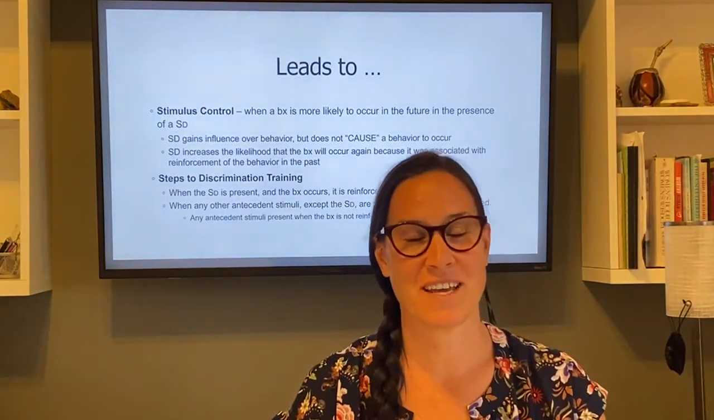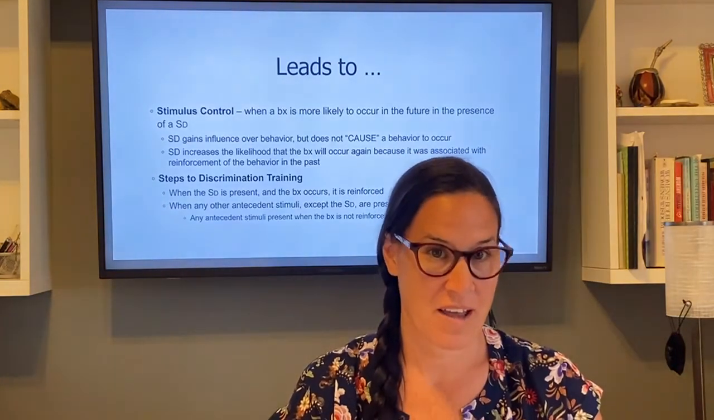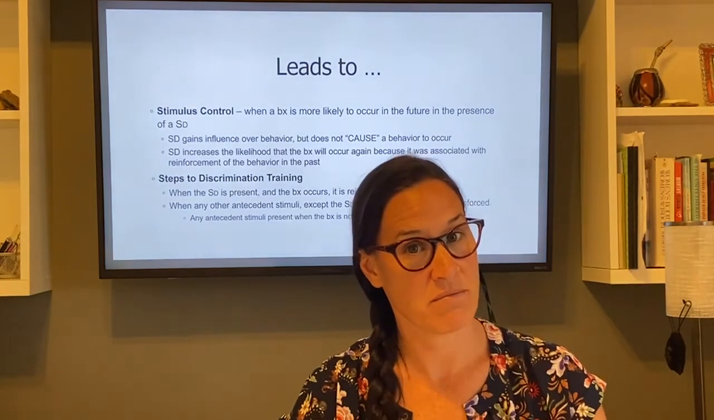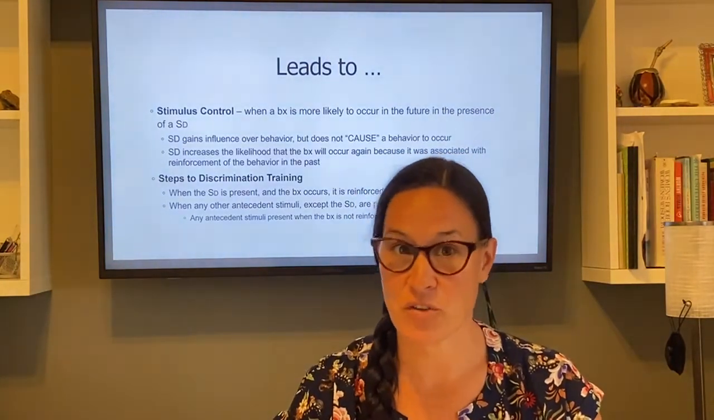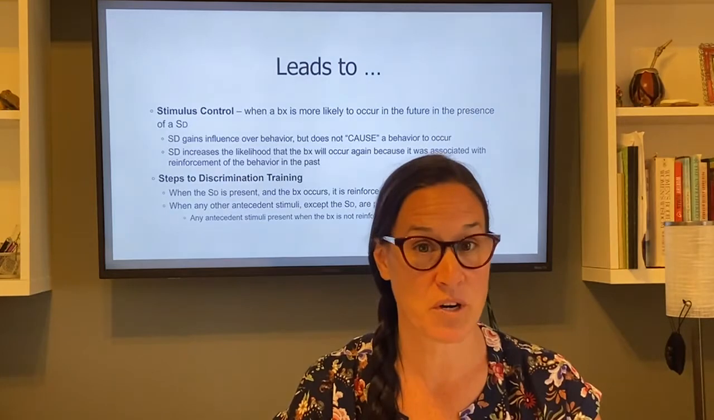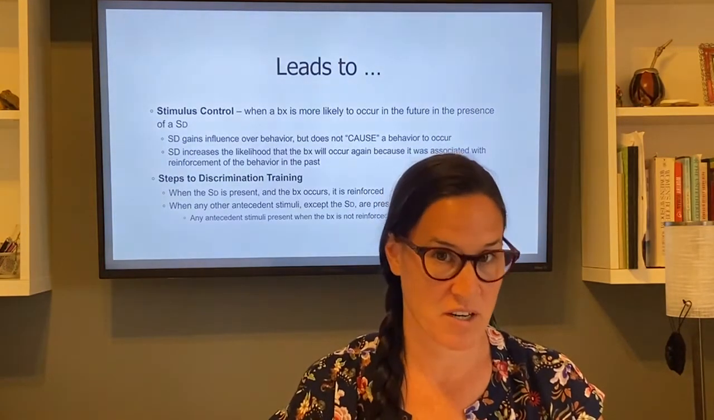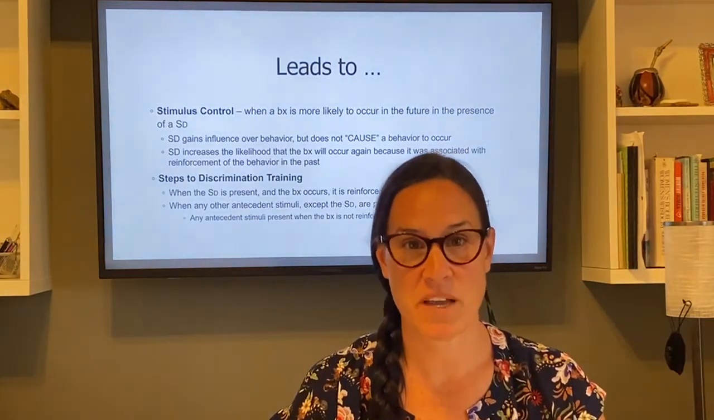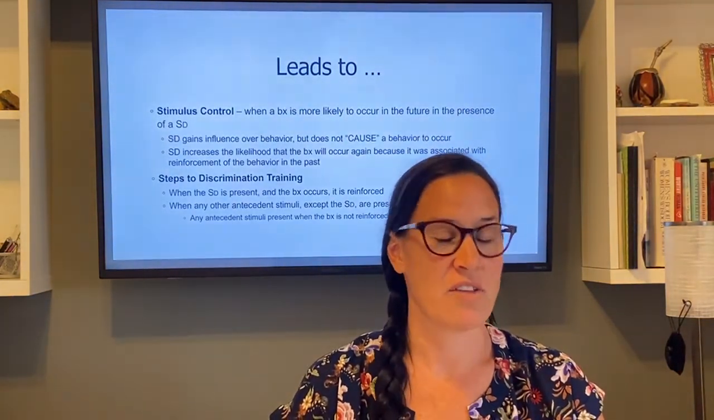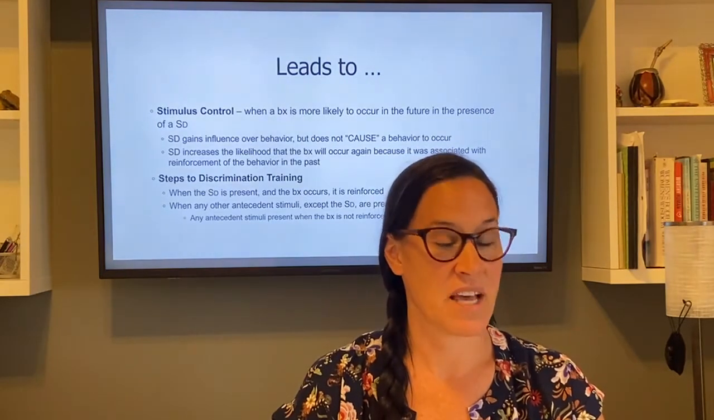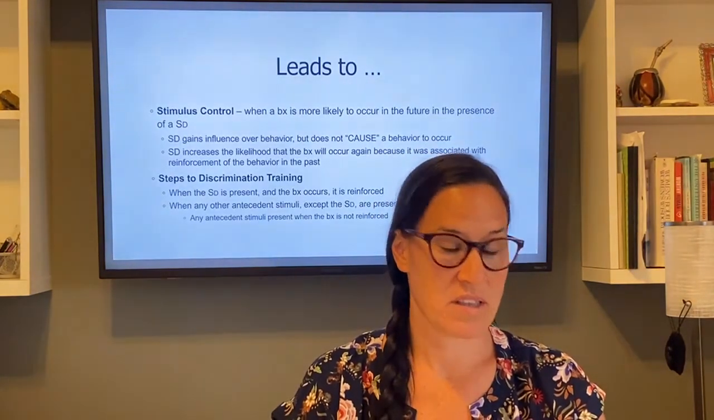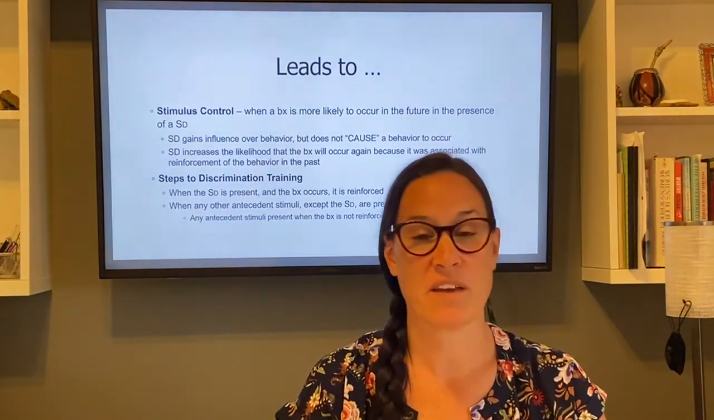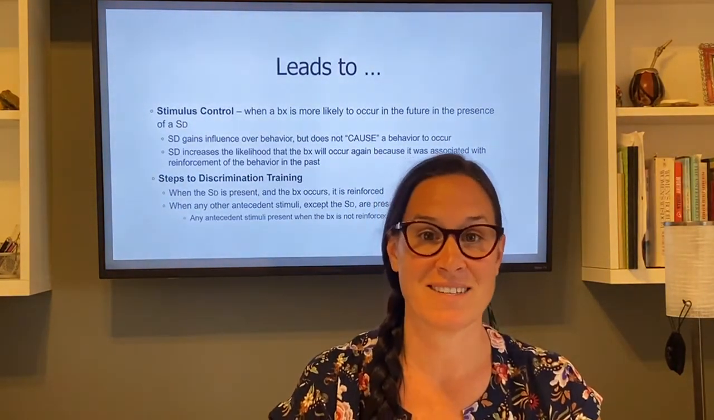It also helps us get towards discrimination training. And there's a couple steps towards discrimination training. When the SD is present, the discriminative stimulus, the signal, the cue, the instruction, it does not have to be words. It could be a bell that's been conditioned, okay? When it's present and the behavior occurs, the behavior is reinforced. When any other antecedent stimuli, except for the SD, are present, the behavior is not reinforced. So any antecedent stimuli present when that behavior is not reinforced is considered an S delta.